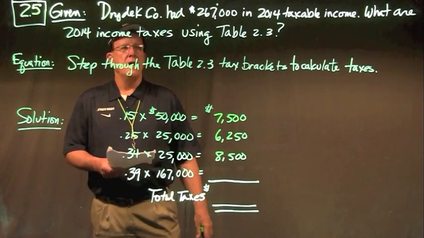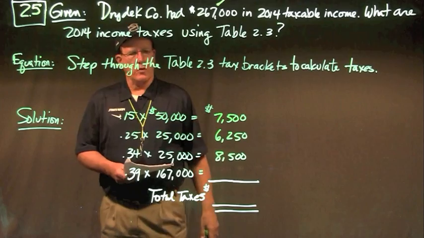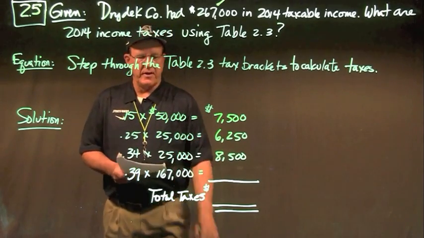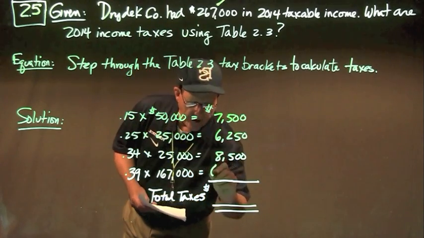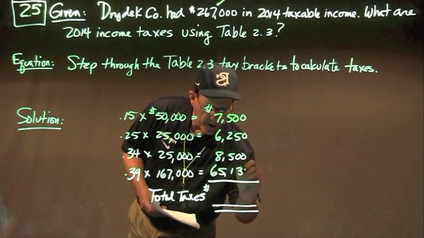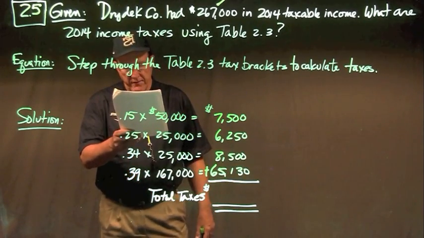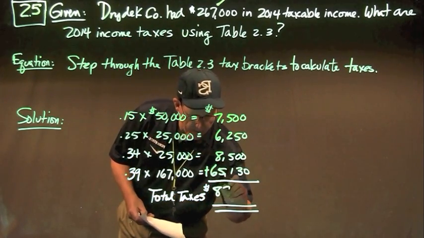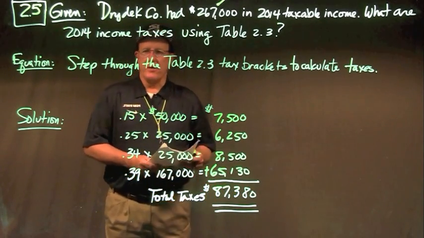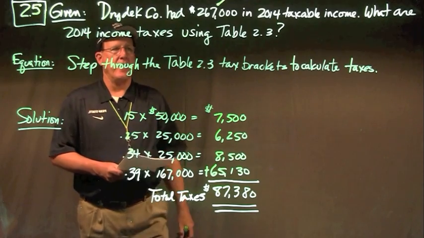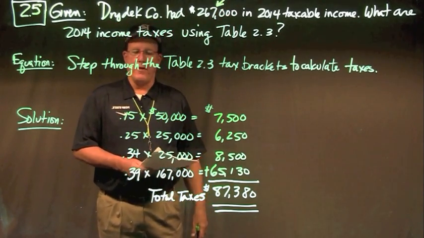You can see these first three we've stepped through. We got 100,000 taxable income. We still have 167,000 left until we get to our total 267. So the next 167,000 is taxed at the 39% rate. That gives us taxes of $65,130. Add them all up, and that gives us our total tax bill of $87,380. So we've stepped through the tax brackets to calculate the tax on that $267,000 in taxable income in problem number 5. There's your answer to problem number 5.